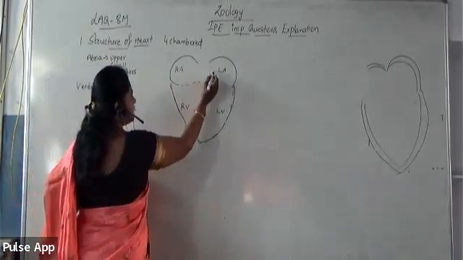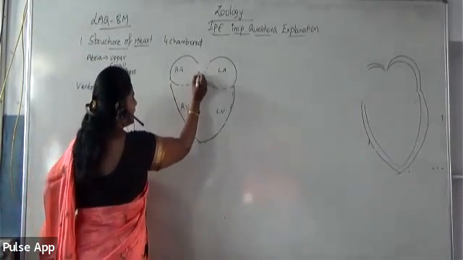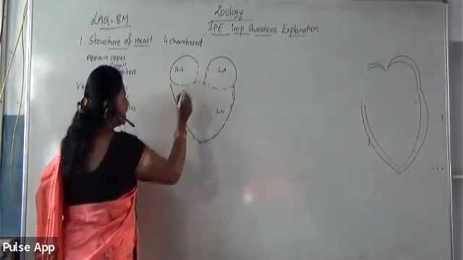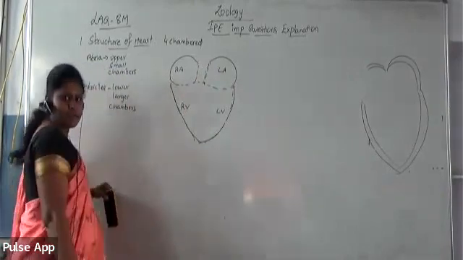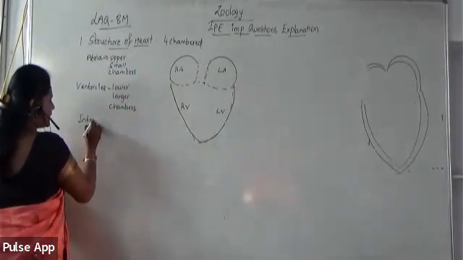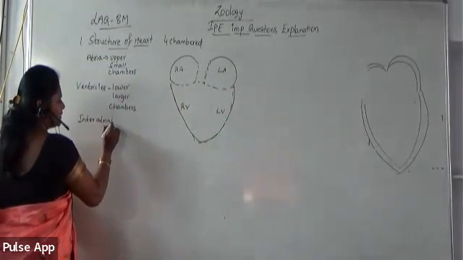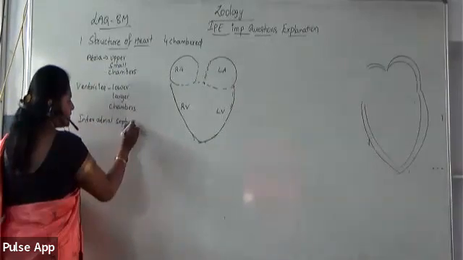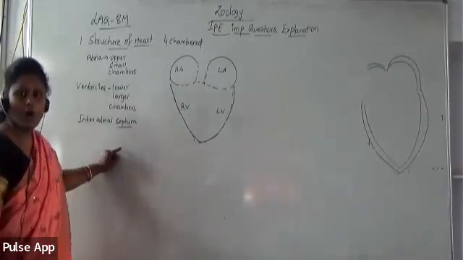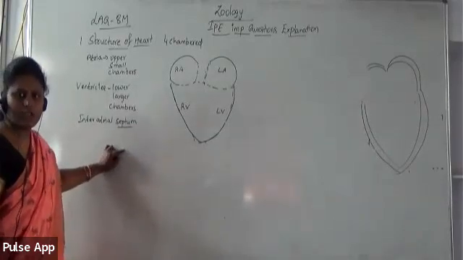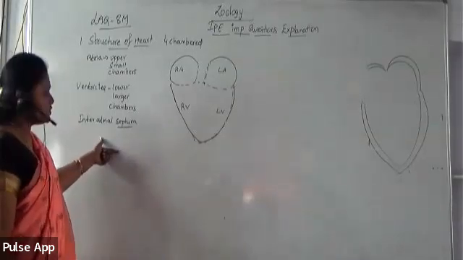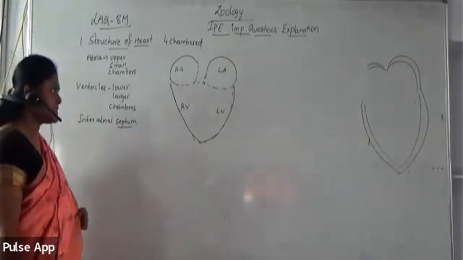Both the right and left atria are separated by a thin-walled interatrial septum. Interatrial septum, the name itself indicates inter, in between, atria. Between the two atria, a septum, that means a thin muscular wall, is present, which separates both the atria. That is called the interatrial septum.